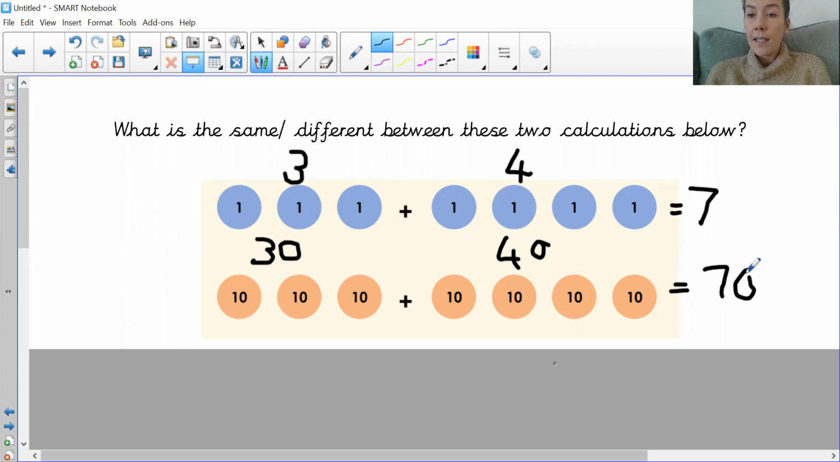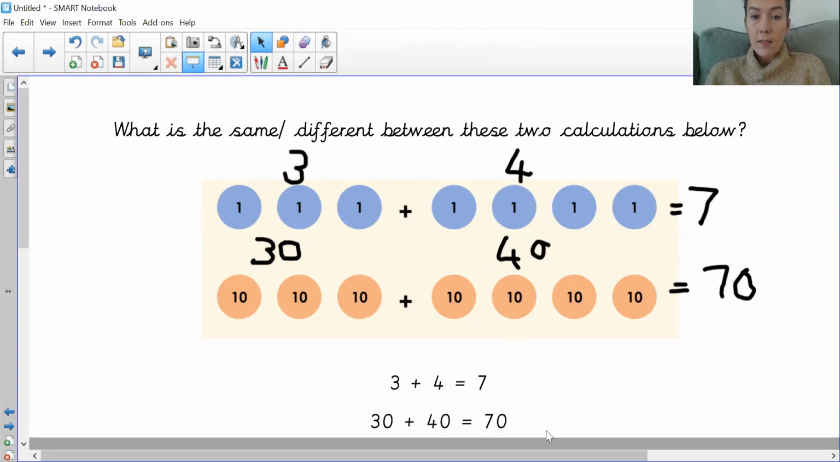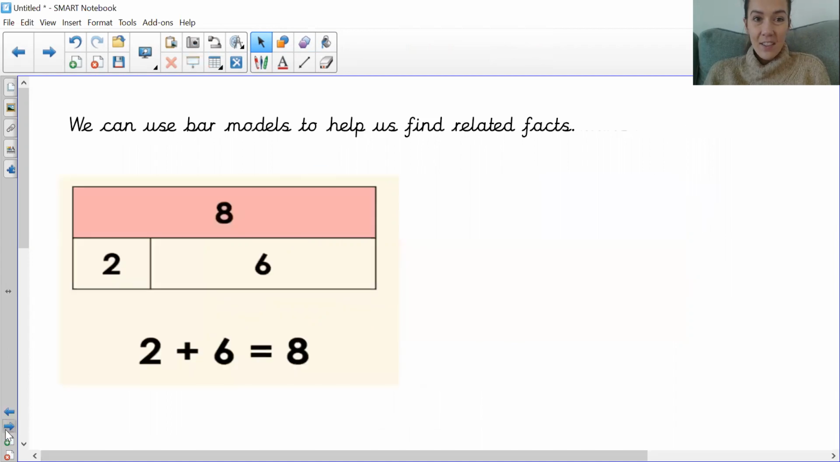These two are related because 3 add 4 is 7, and 30 add 40 is 70. So if you know what 3 add 4 is, you should easily be able to do 30 add 40, because you're just making it 10 times bigger. Then I think I put them down here as well, in much neater writing.